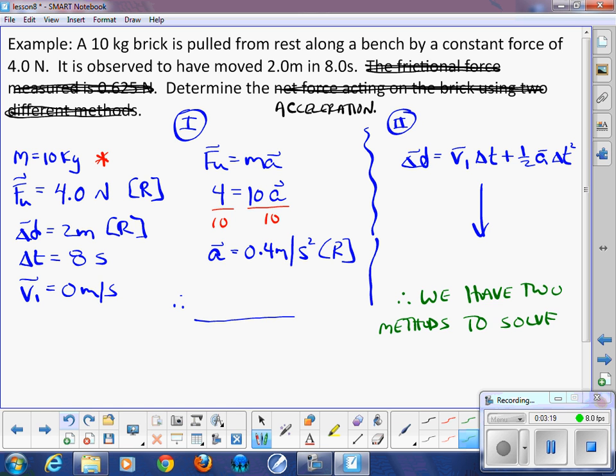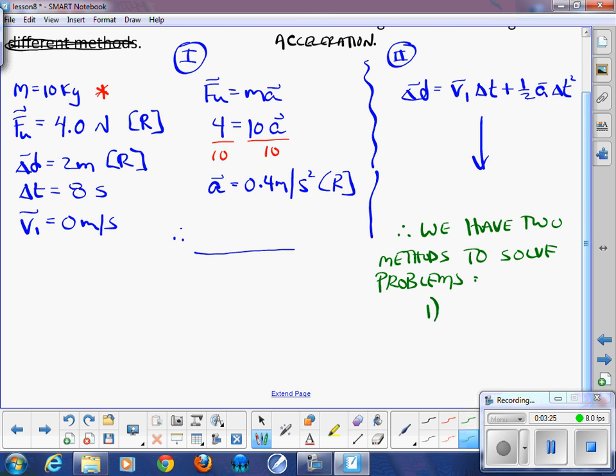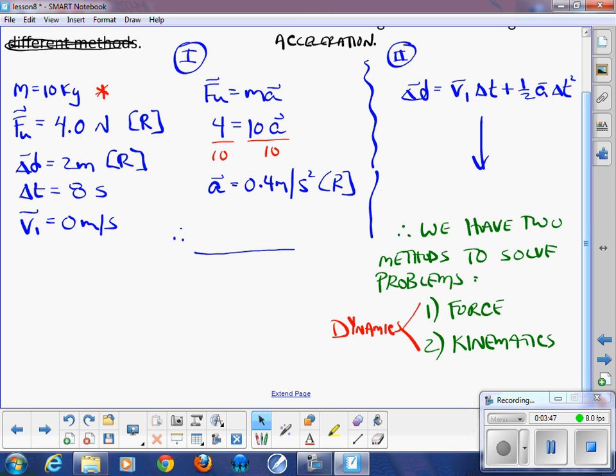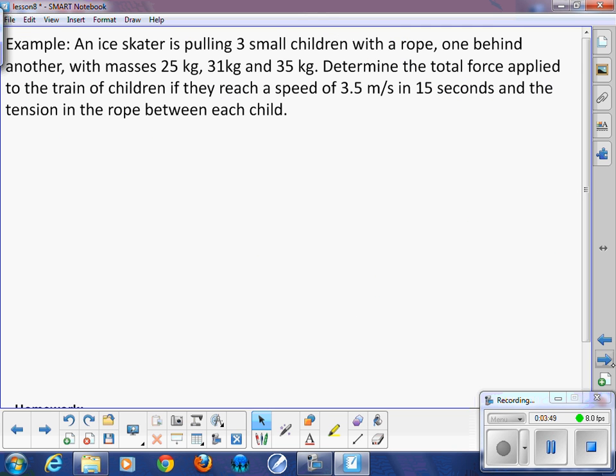Solve problems. We can look at it from a force perspective, so from force, or F equals ma, and from kinematics. And what we're doing in this particular unit then is we're combining them together, and when we combine force and kinematics together, that's where the term dynamics comes from. So it's that combination.